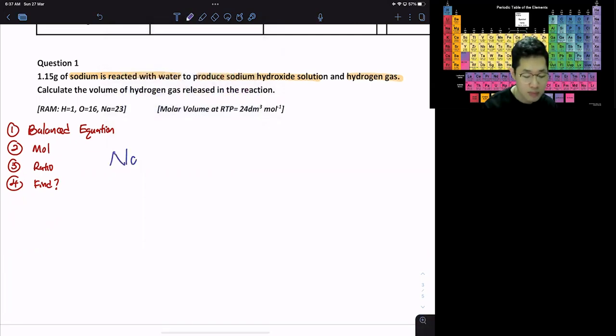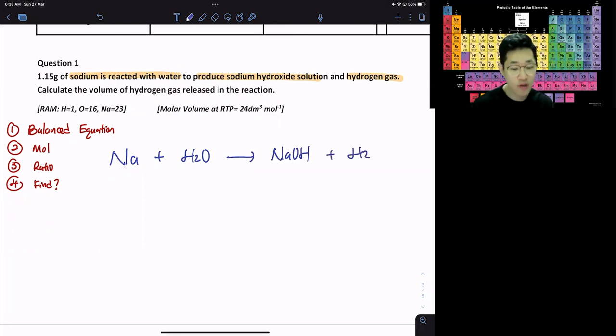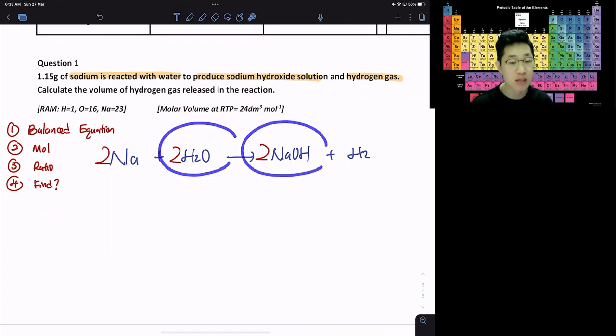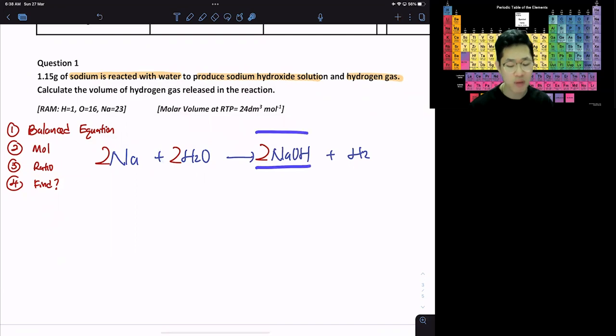Sodium reacts with water to produce sodium hydroxide and hydrogen gas. Don't forget to balance your equation. It will be 2, 2, 2. Next, of course, you have to know how to do all these formulas. If you are not so good with formulas, please learn how to do it before you do this calculation.